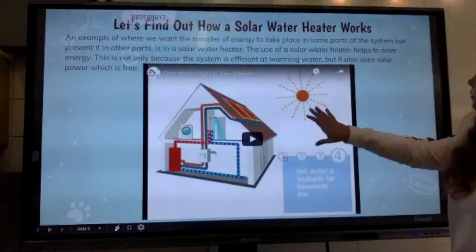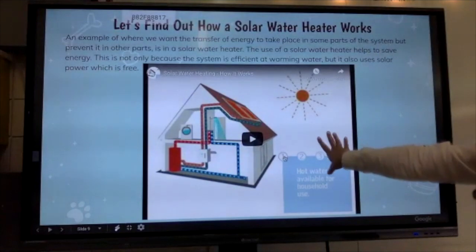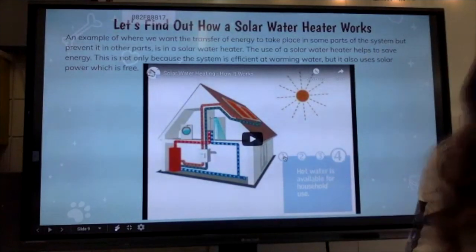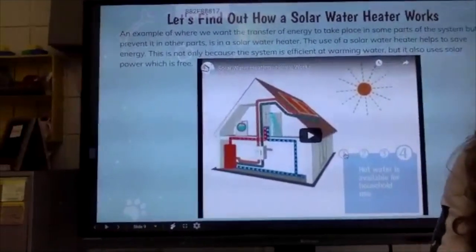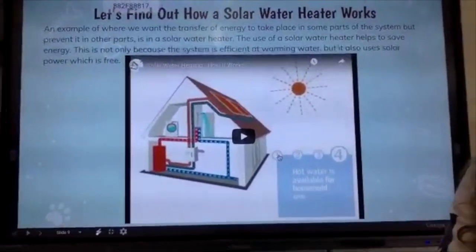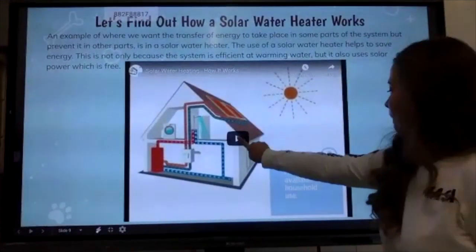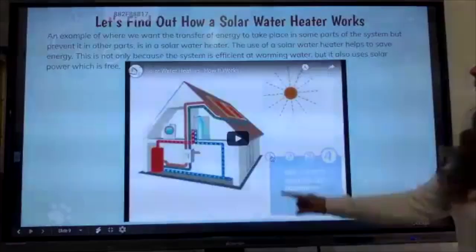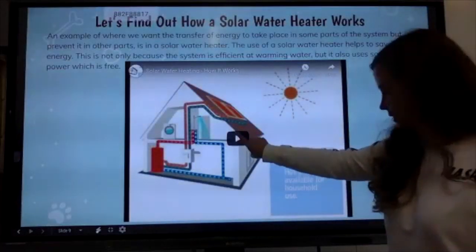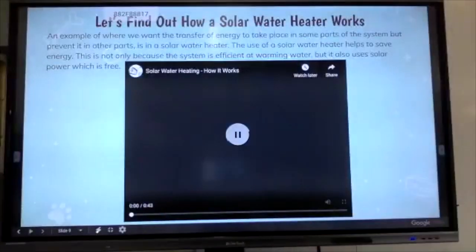All right, so here we're going to watch a quick little short video, pretty much a GIF, of how the solar water heater works. So here we go. Oh, just kidding. Let's try this again. All right, so we're going to watch a short little video here. Let's try it now. There we go.